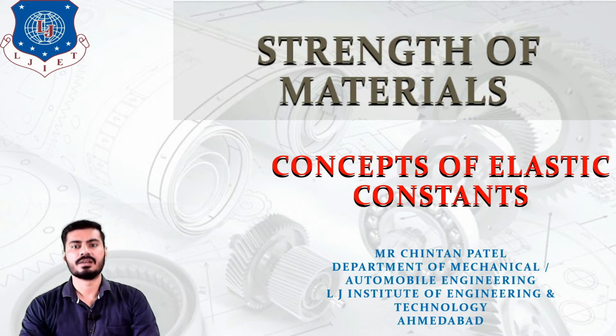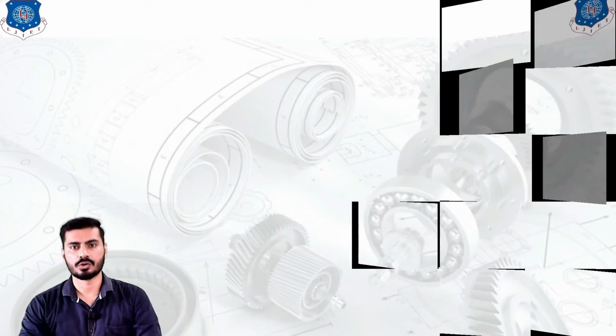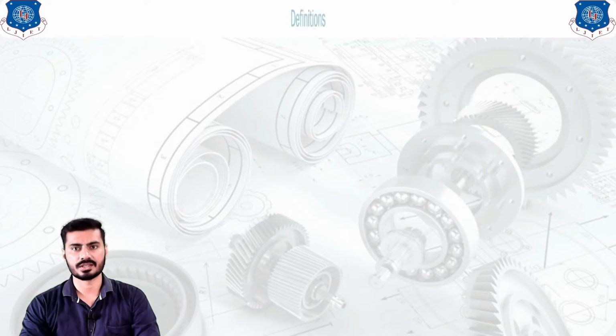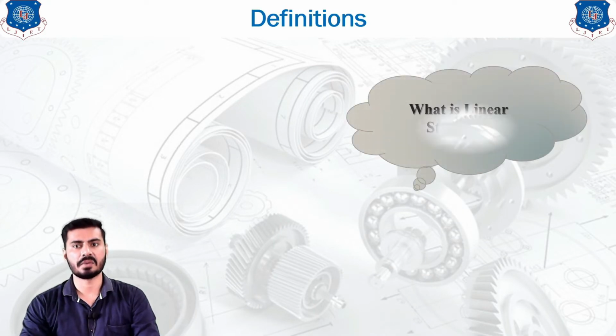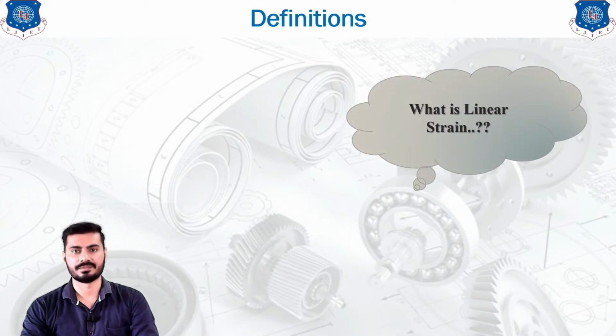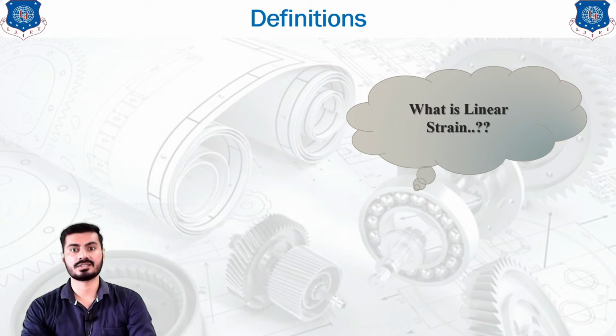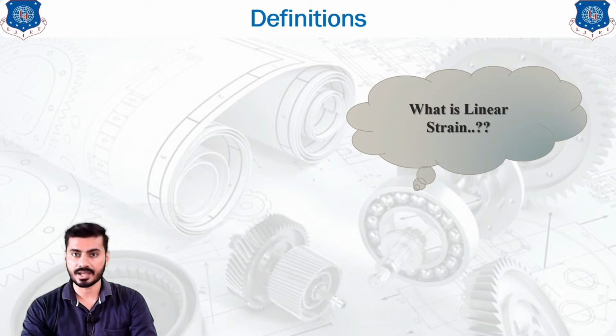In this lecture, we will see a few concepts of the elastic constants. There are a lot of definitions and new terms that are going to be introduced in these lectures. So we will start with the first definition, and that definition is nothing but the linear strain. Because we are going to introduce the Poisson's ratio, and the Poisson's ratio is made up of two different definitions, and that's why you need to understand first what these two new definitions are.